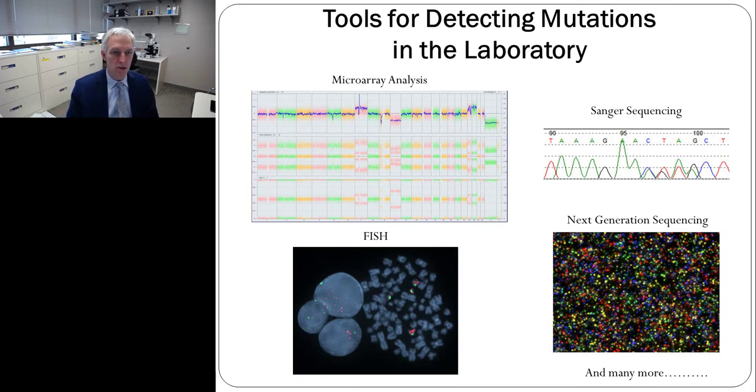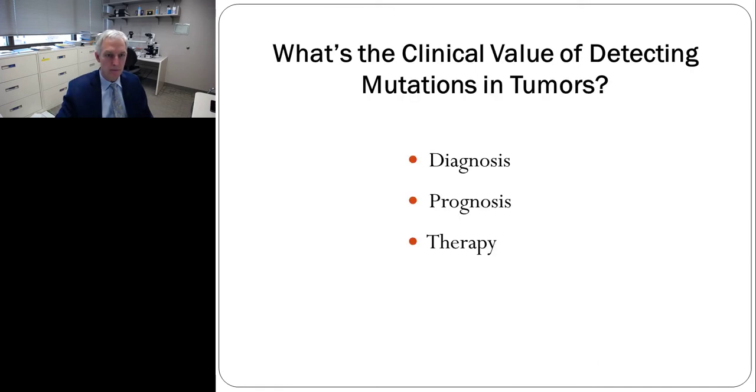This slide just shows examples of some of the data we get from the different assays that we use. An example of microarray analysis is shown at the upper left, of Sanger sequencing at the upper right, of next-gen sequencing at the lower right, and FISH at the lower left. So why do we care about picking up these mutations? Well, as I said, it can be very clinically useful. It can help establish a definitive diagnosis for a patient with cancer. It can help determine what their prognosis is going to be, and it can help guide therapy, especially for targeted therapies.